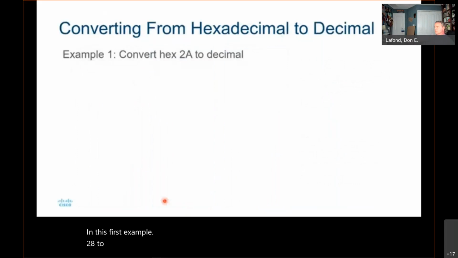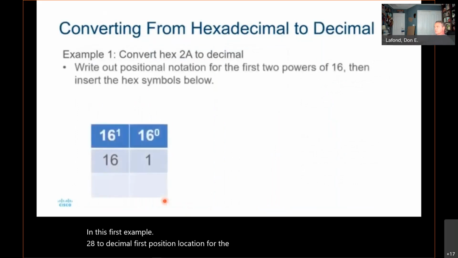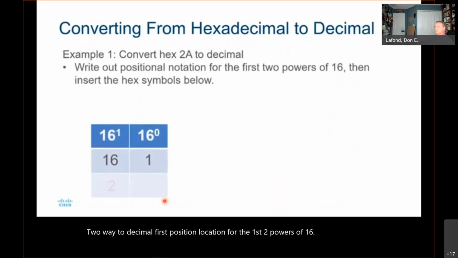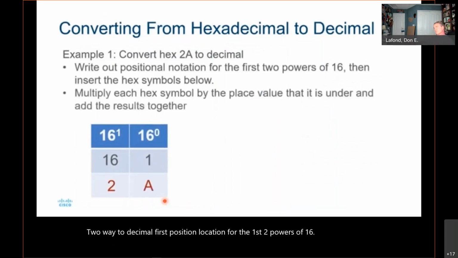First, I'll write out the positional notation for the first 2 powers of 16, then insert the hex symbols below the corresponding place values, 2 under 16 and A under 1. Then I'll multiply each hex symbol by the place value that it's under and add the results together.